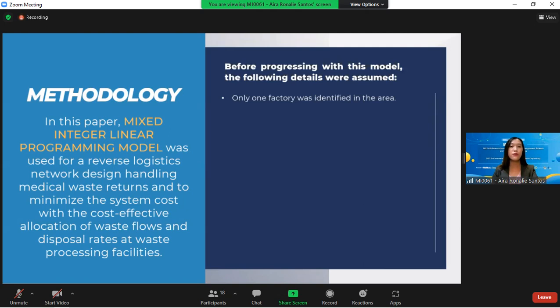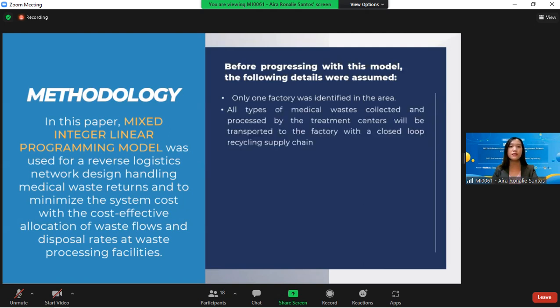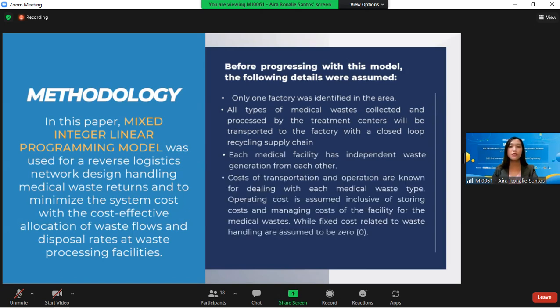So the first one, only one factory was identified in the area. Second, a closed loop recycling supply chain will convey all sorts of medical waste collected and processed by the treatment centers to the factory. Third, each medical facility has independent waste generation from each other. Fourth, costs of transportation and operation are known for dealing with each medical waste type. Operating cost is assumed inclusive of storing costs and managing costs of the facility for the medical waste, while fixed costs related to waste handling are assumed to be zero. And lastly, the capacity of the given factory is limitless.